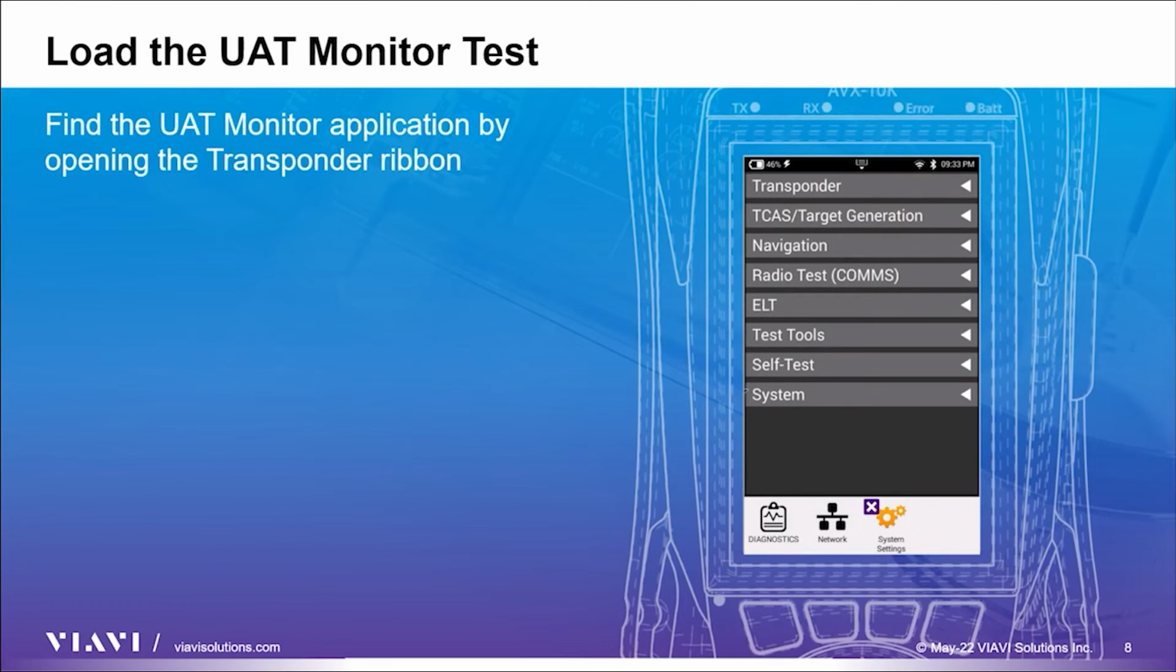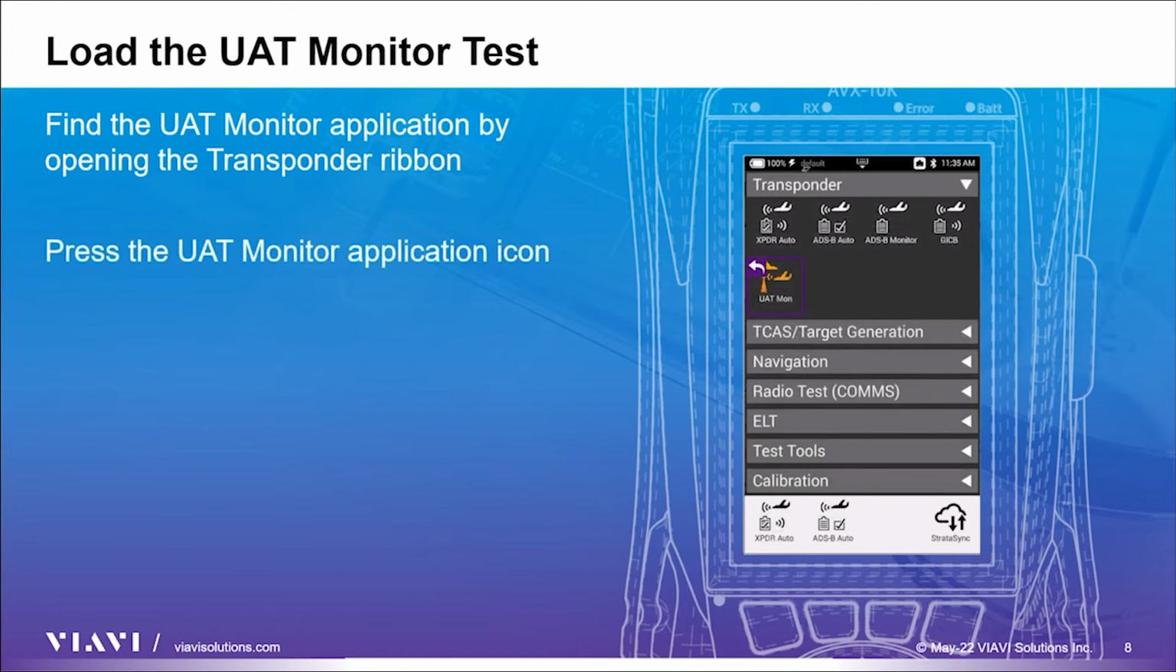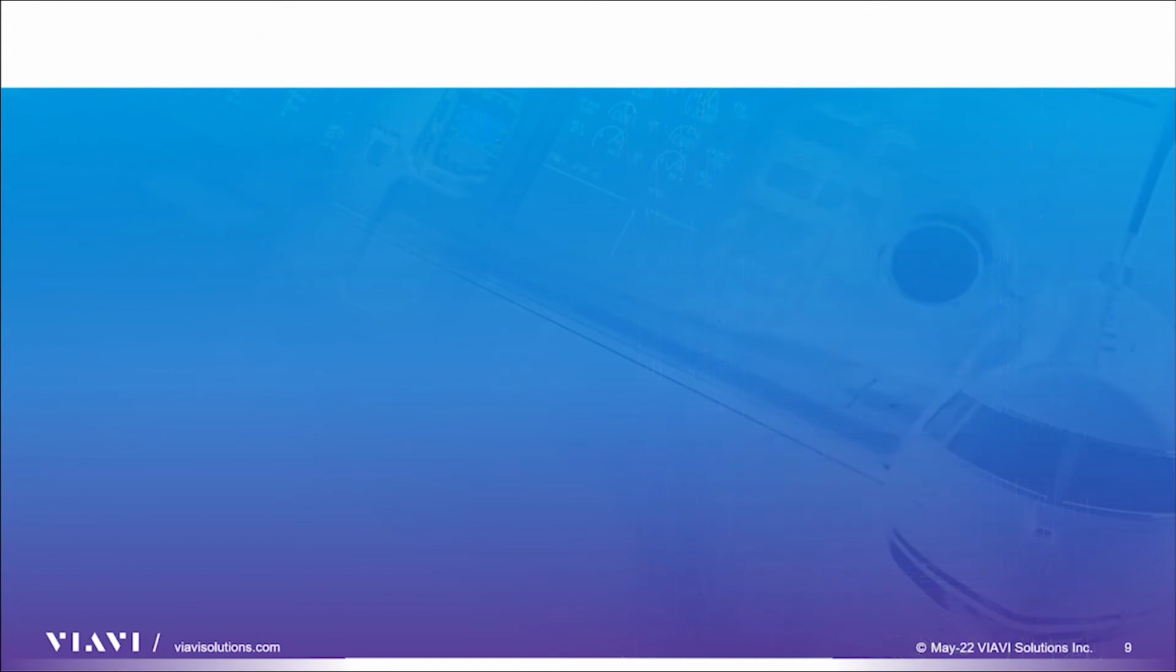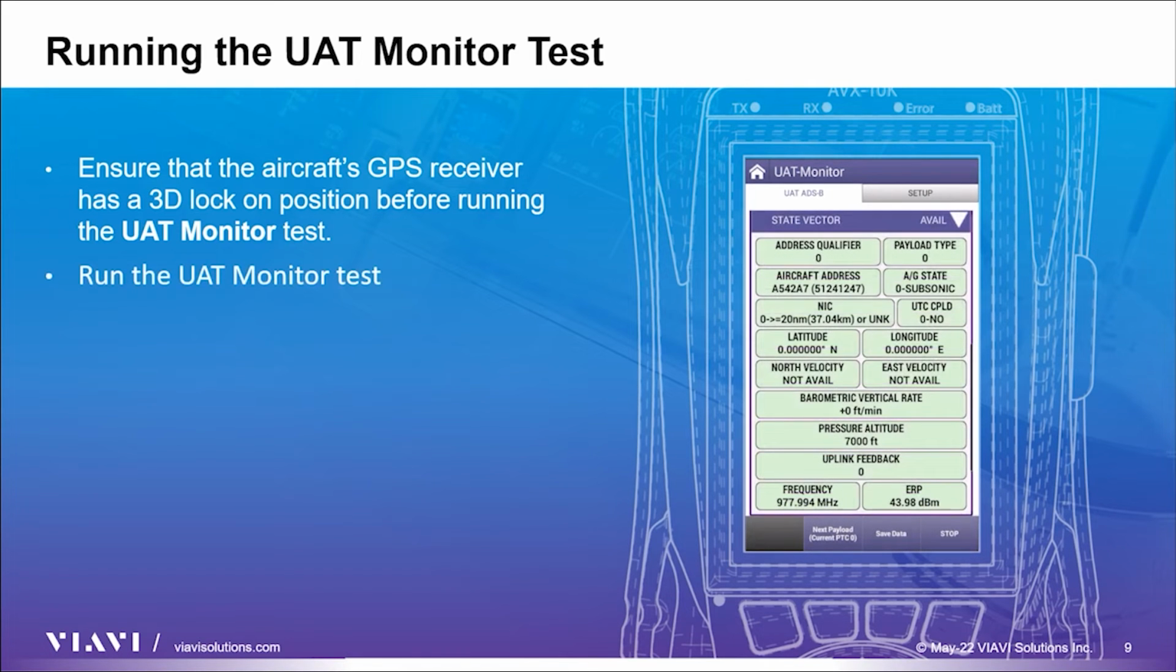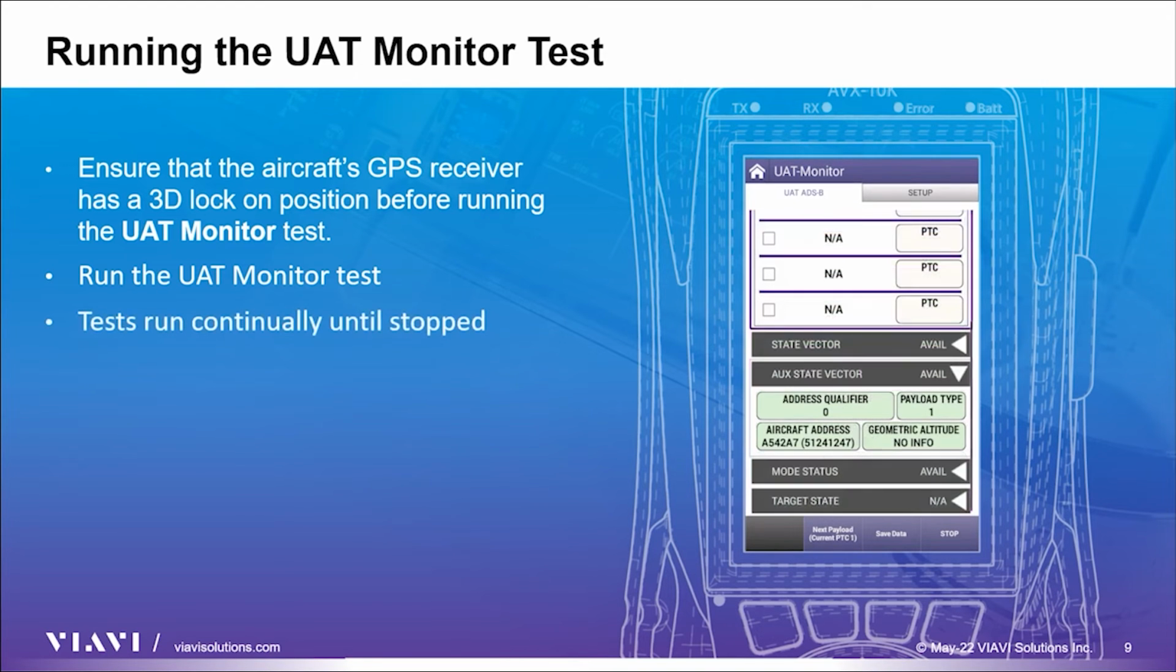Now, let's take a look at the UAT monitor application. With the test set in the on condition, open the transponder ribbon and select the UAT monitor application. After completing similar steps with the setup parameters and ensuring that the GPS receiver in the aircraft has a 3D lock, press the Run button. The unit under test will squitter its payload information and the data that is captured will be displayed. You can scroll down to view additional data items and press the Next Payload soft key to round robin through all of the received payload data.